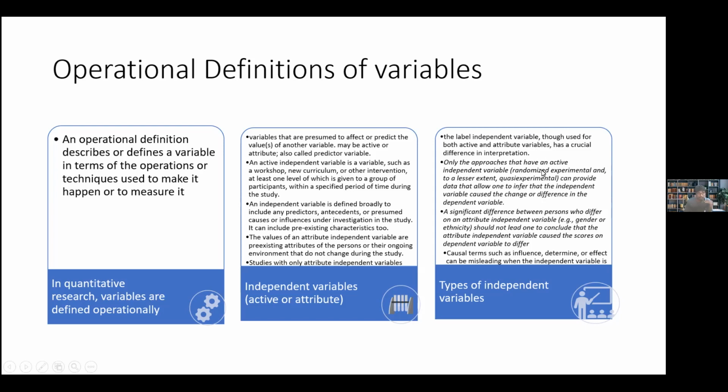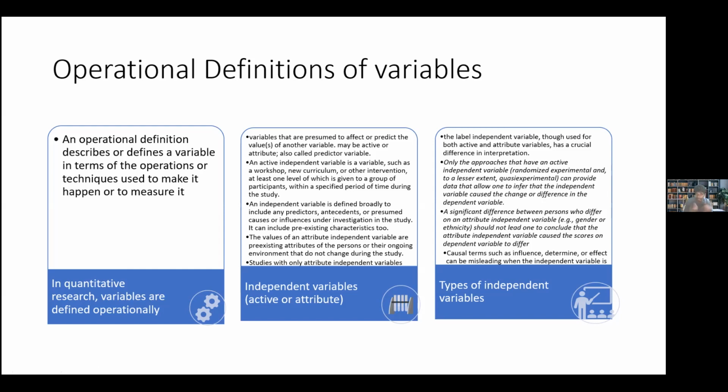Active variables are often used in experiments, and less often in quasi-experiments, where you can manipulate them. These are experiments where you want to study the effect of something. Even in the research problem, you'll have to study the effect of this particular drug on, let's say, Parkinson's or some disorder. That is going to be an experiment where the variable is an active variable.